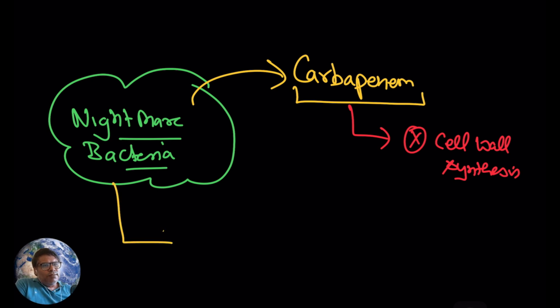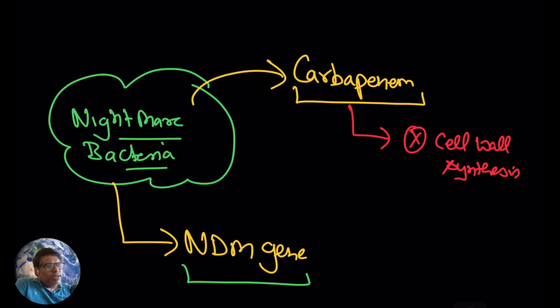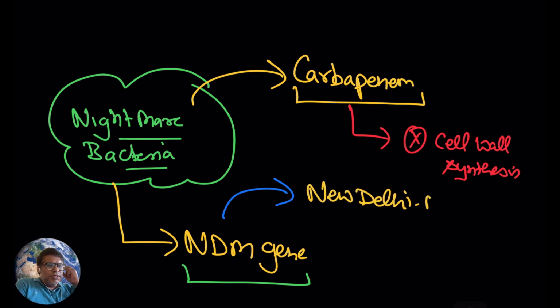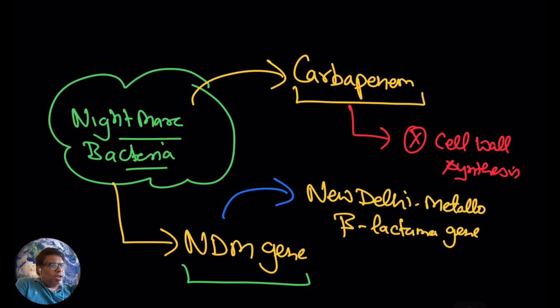Now these nightmare bacteria actually have one gene. The name of the gene is NDM gene. This is the New Delhi metallo-beta-lactamase gene. New Delhi is the capital of India. So due to the presence of this gene in nightmare bacteria, what is going to happen? These bacteria can now neutralize the drug carbapenems, the last drug. They can neutralize even this drug.